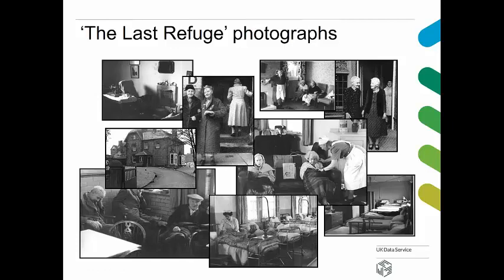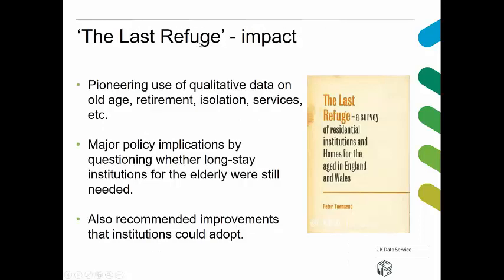So again, you can see the richness of some of the images that are available with this data collection, which really help to visualize more of the context of that collection. And the reason that this collection is so influential is twofold. One was that there was a pioneering use of qualitative data in the area of old age, retirement, isolation services, and so forth. Some of the quantitative work had been done, but really the use of qualitative for this kind of direct policy relevance was new with Townsend's work.